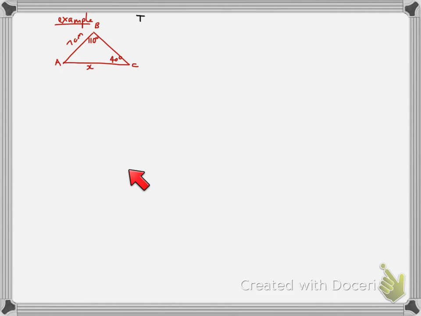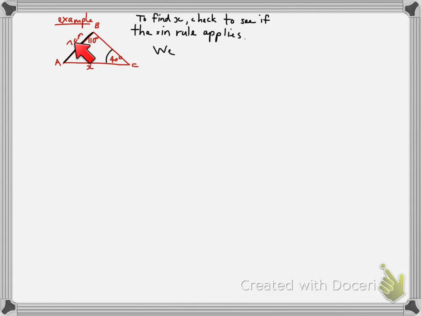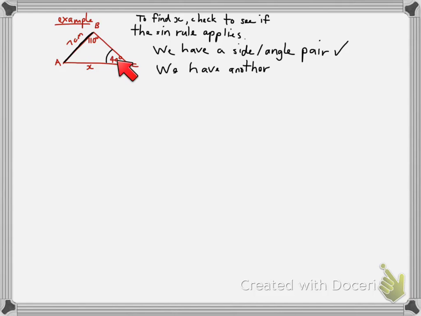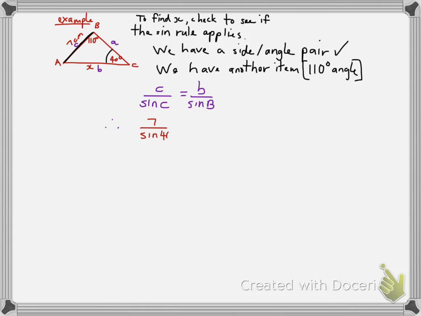You can see in this triangle that we have an angle of 40 degrees here, an angle of 110, and a side over here of 7. Notice that side of 7 corresponds with this angle of 40, so we have a pair. The other piece of information or item we have is the 110 degree angle.